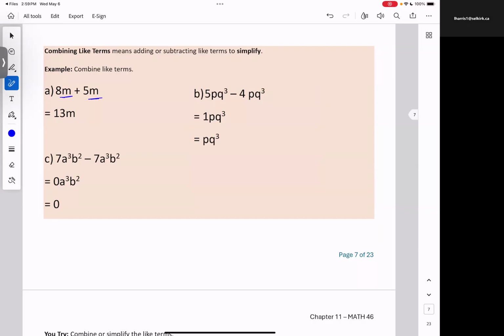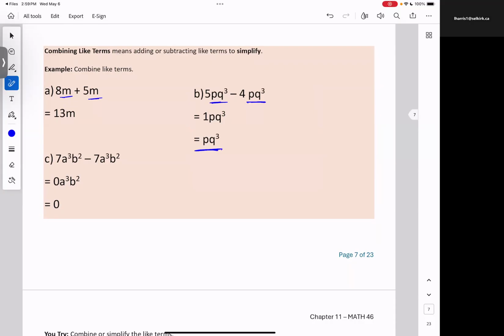In B, once again, we've got a p and a q cubed, or q to the power of 3, either way, for both of those. And so those are like terms. That means we can add or subtract them. So here we would get 5 minus 4, which is 1 pq cubed, which you can simplify to, you don't have to necessarily list the 1. So that becomes pq cubed.